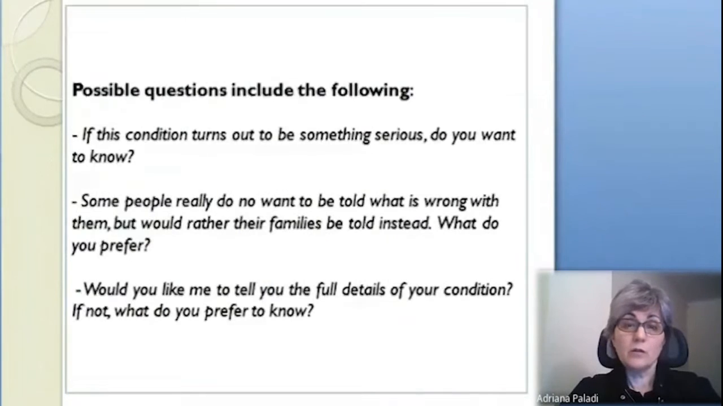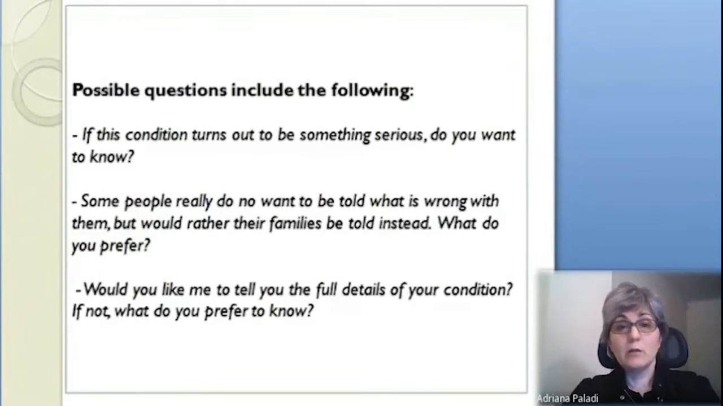For this task, you could use the following question. If this condition turned out to be something serious, do you want to know? Or another version: Some people really do not want to be told what is wrong with them, but would rather their families be told instead. What do you prefer?